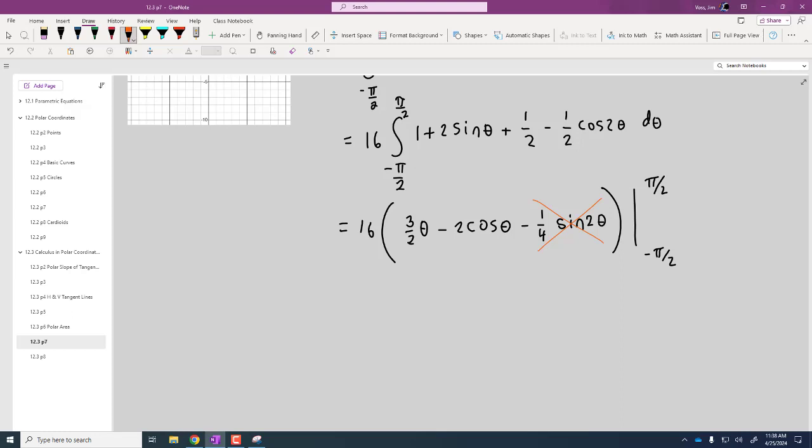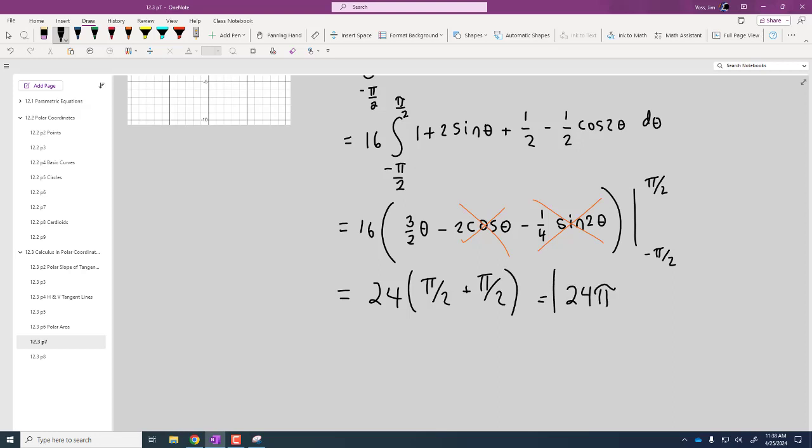Cosine of pi over 2 and cosine of negative pi over 2, those are both 0. Right? Cosine pi over 2, cosine negative pi over 2, both are 0. So the only term that's not 0 is this first one. If we multiply these, we get 24 theta. And that's going to be pi over 2 minus negative pi over 2, which will be plus. So we get 24 times pi.